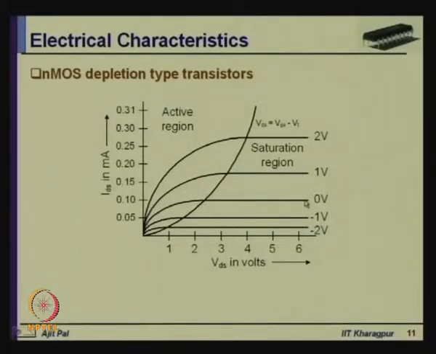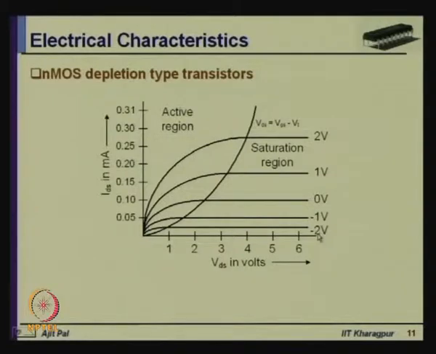You can see here, even when the gate voltage is 0, there is a flow of current, and if you want to stop it, you have to apply negative voltage, that is -1 volt, -2 volt and so on. Otherwise, there is no difference in the characteristic curve. It is very similar to the NMOS enhancement type transistor, except that these gate voltages are different for different currents. Normally in case of enhancement type transistor, this will start when the gate voltage is slightly more than the threshold voltage, but here as you can see, this is -2 volt.